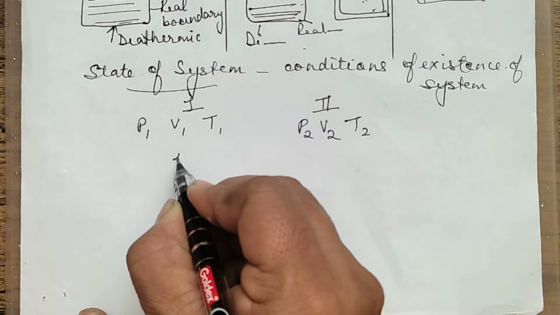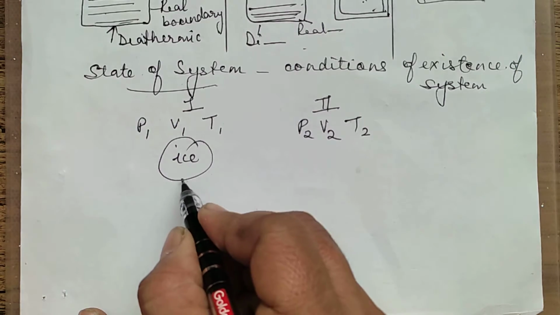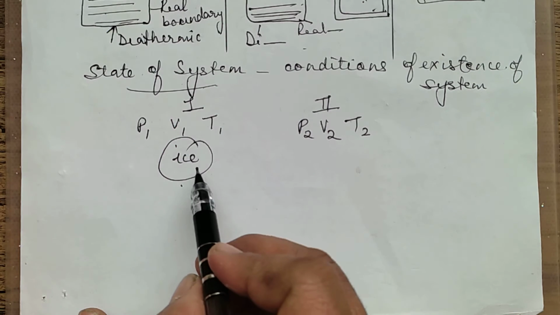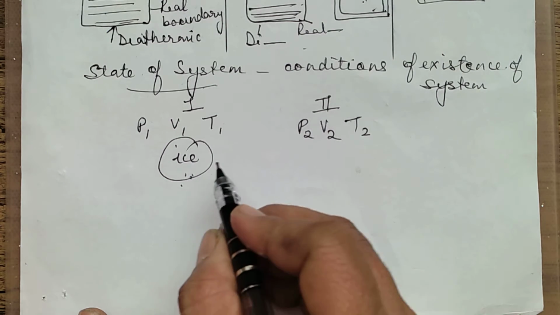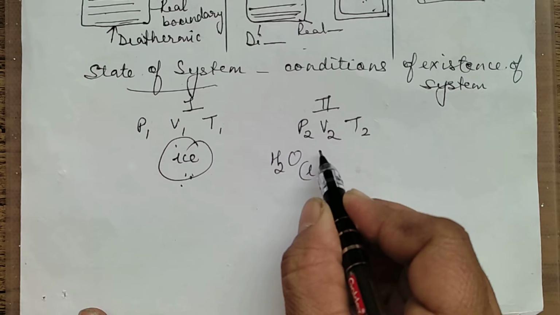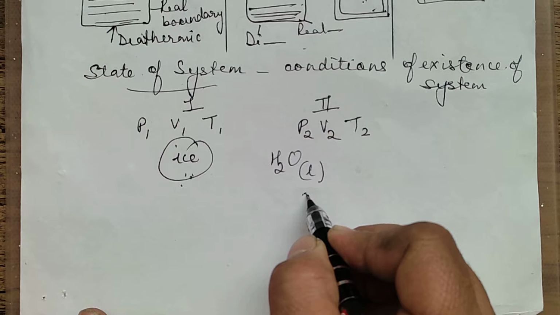You can take another example, say I am having ice. To have ice, what are the conditions required? That will be the state of a system. This is the first state. Suppose it is now converted to water in the liquid form. So what are the conditions of existence of the system? This will be the next state of a system.